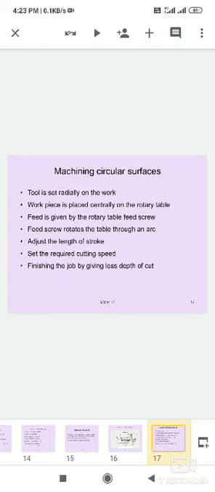Machining circular surfaces. Circular surfaces are generally held in V blocks. The tool is set radially and the workpiece is placed centrally on the rotary table. Feed is given by the rotary table, and the feed screw rotates the table through an arc. Adjust the length of stroke. Set the required cutting speed. Finish the job by giving less depth of cut.